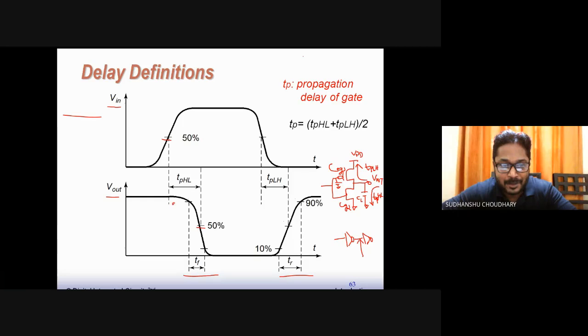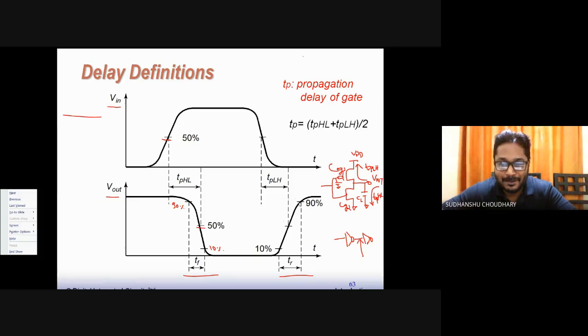This is the 90% point here, and this is the 10% point here. So again, fall time is the time taken by the output to fall from 90% of the final value to 10%. Similarly, rise time is the time taken by the output to rise from 10% to 90%.